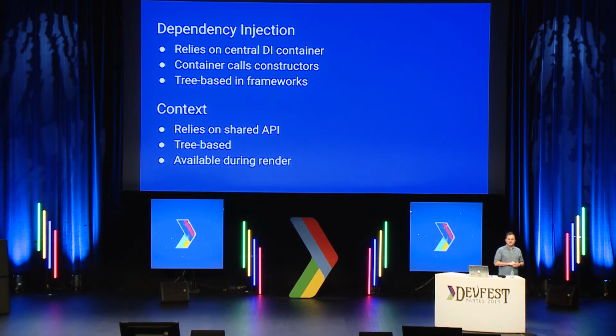So in React, we have the context API. And this also lets you get at far-flung data, but it works a little bit differently, and it relies on having a shared API between the parent and the child that wants the data and everything in between. And instead of setting things in a constructor, the context APIs are usually available during render.